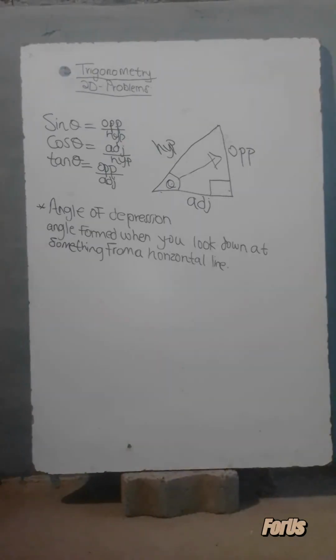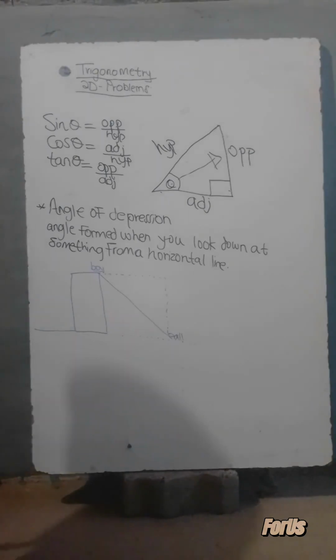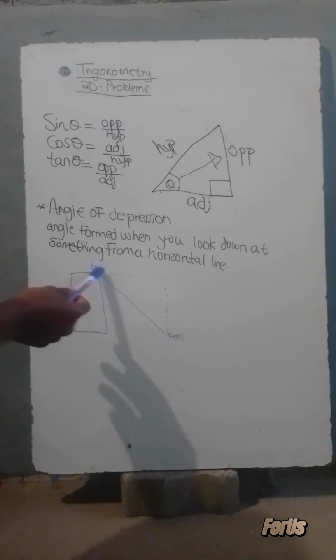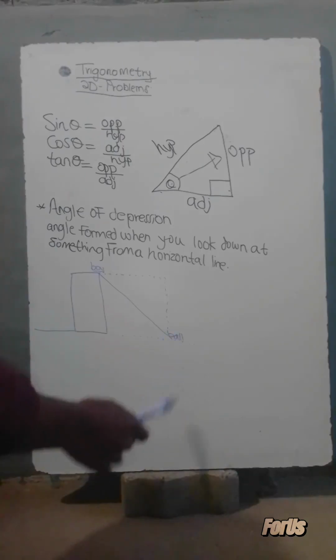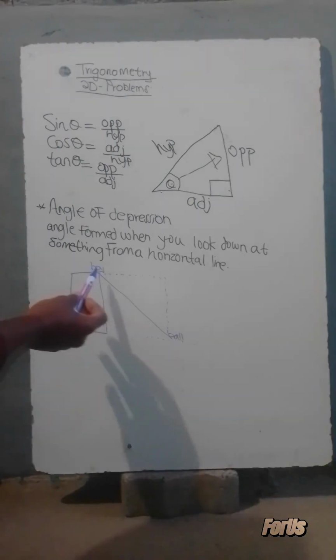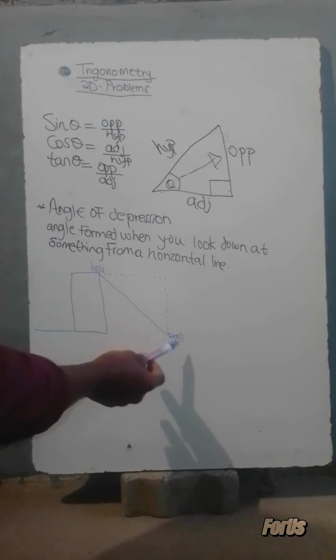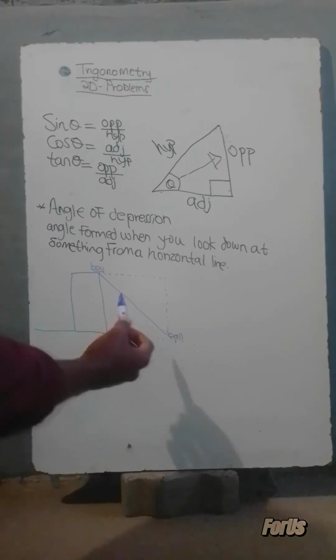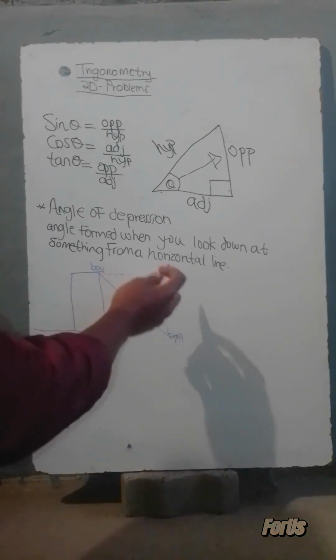Next, let's look at angle of depression. Now, the angle of depression is the angle that is formed when you look down at something from a horizontal line. Let's say you have something like this. Let's say you have a boy and that boy is looking down at a ball. Now, the angle of depression is going to be the angle that is formed when this boy is looking down at this ball from a horizontal line. And that horizontal line here is going to be this line.